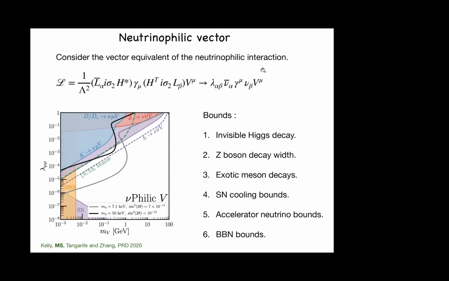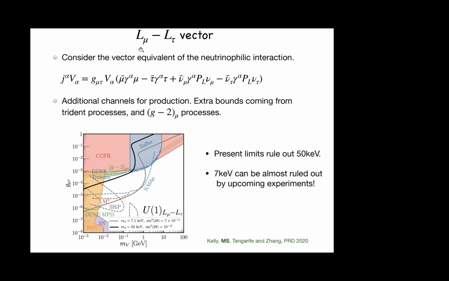You can try to make it more generic by saying, let's say the vector mediator is an L mu L tau vector. So now there are more interaction channels open. It can interact with a muon, it can interact with a tau, and these are the neutrino interactions. This, of course, puts a lot of extra constraints on your model, because there are extra interaction channels available. This vector now talks to more standard model particles, so there are more bounds on this. Again, you have the two standard parameter lines, the 7.1 keV and the 50 keV. Now the bounds are far more complicated. So you have bounds that arise from basically trident interactions.